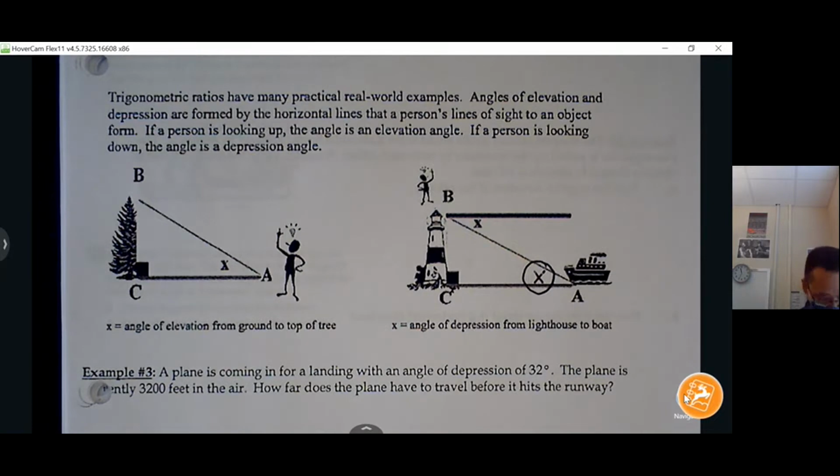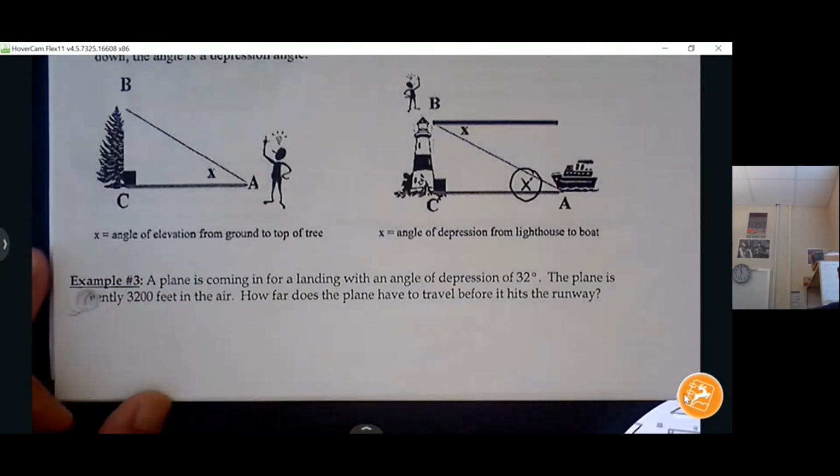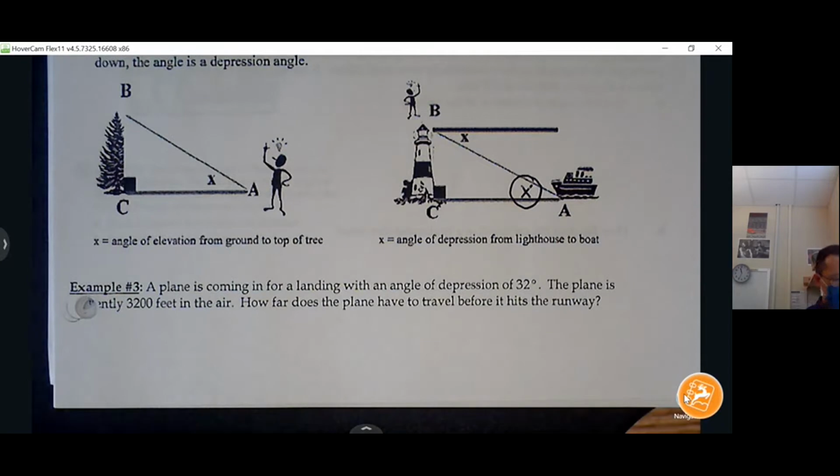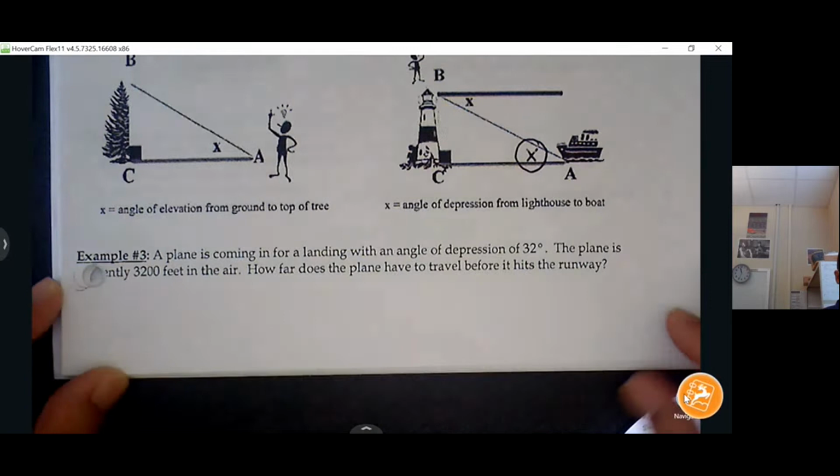So let's look at example 3. And this will be the last problem that we do. But at least we got a head start with these word problems. Okay, a plane is coming in for landing with an angle of depression of 32 degrees.